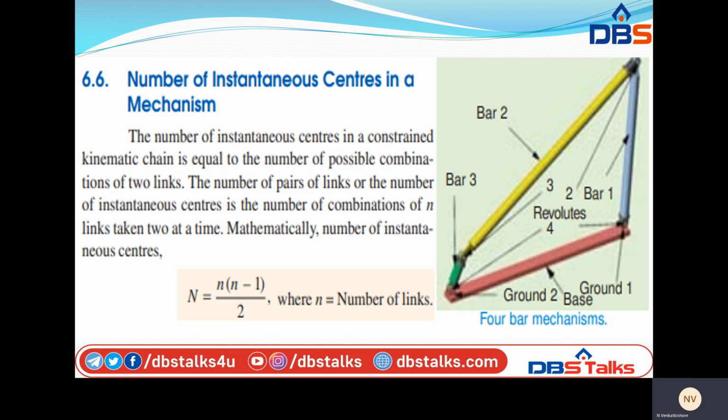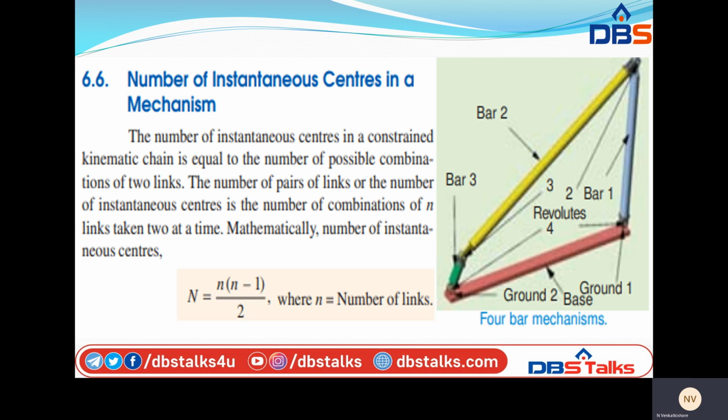So the number of pairs of links, or the number of instantaneous centers, is the number of combinations of a link taken two at a time. Mathematically, the number of instantaneous centers is n = N(N-1)/2, where N is the number of links. If you see the diagram, that is a simple mechanism where two links are joined, and that will form the instantaneous center.